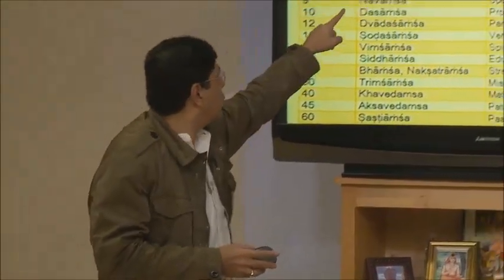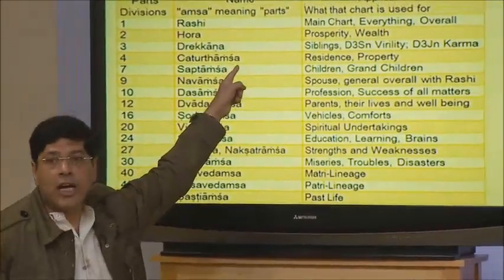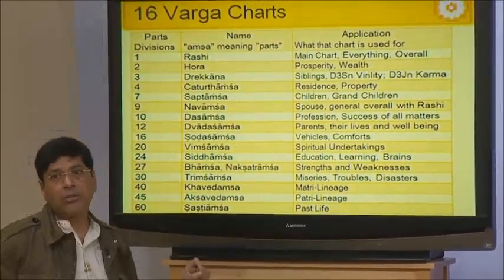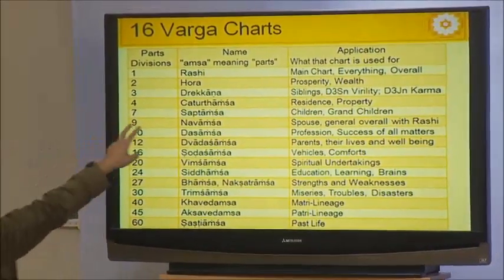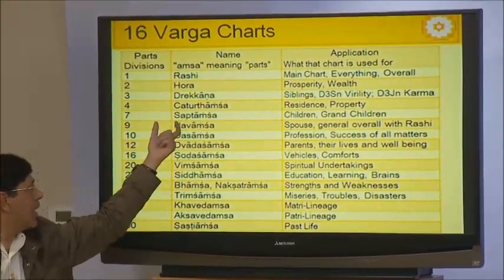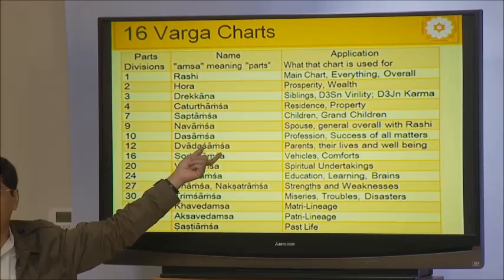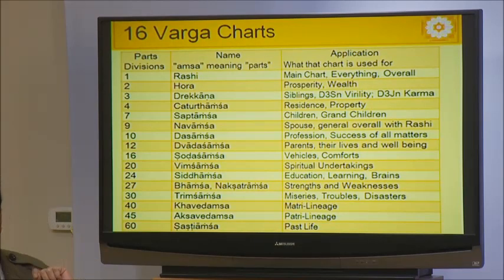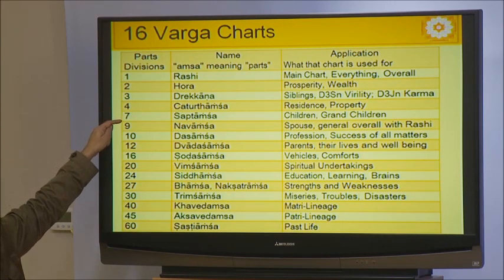D4. Chaturthamsha. First, this last word, Amsha. So, Chaturtha, Amsha. You're always going to break up these words, take that amsha part out and say it separately. So chaturtha amsha. Now that's for residences, properties, home, building a home, all that comes from here.